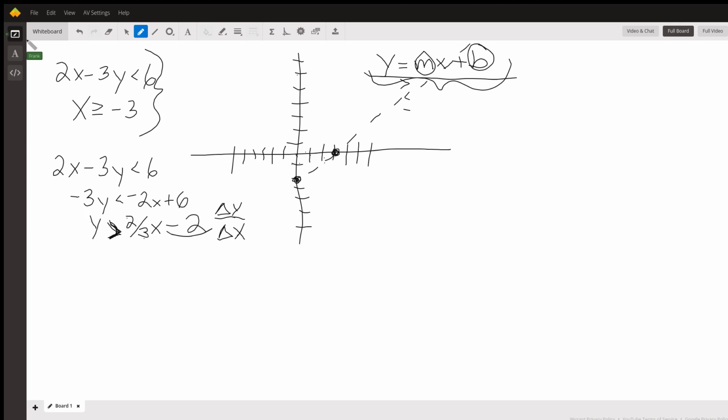I can't just put a line and then dash it. I have to draw a dashed line, and I'm not an artist, and it's hard for me to do. So it looks something like that, and then it's greater than, so I'll shade above it. It's all that stuff shaded above.